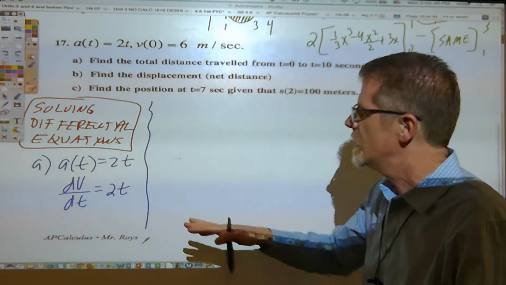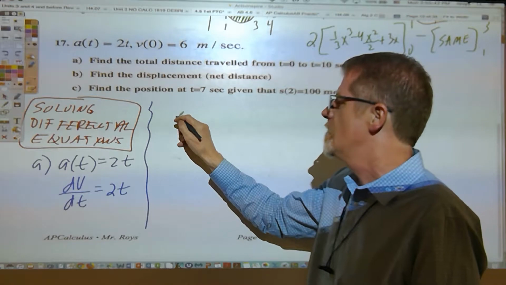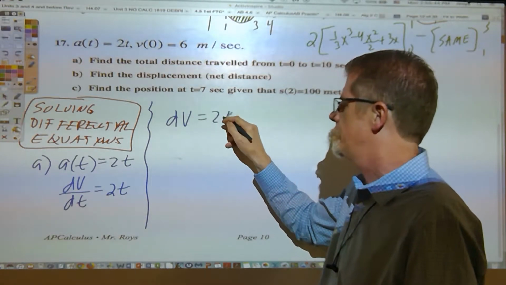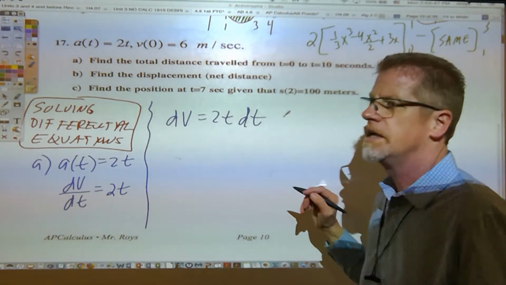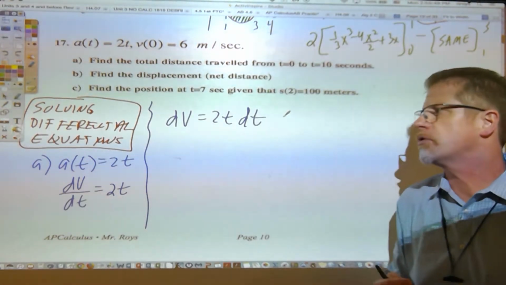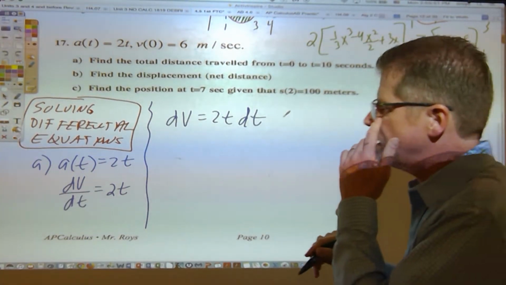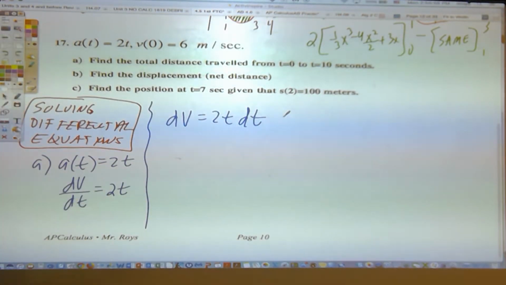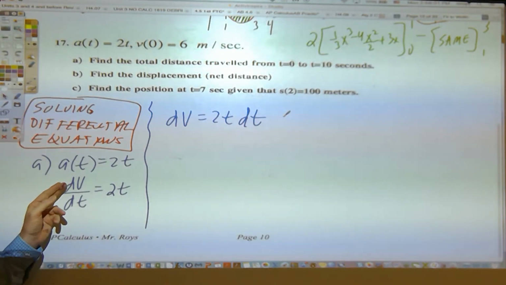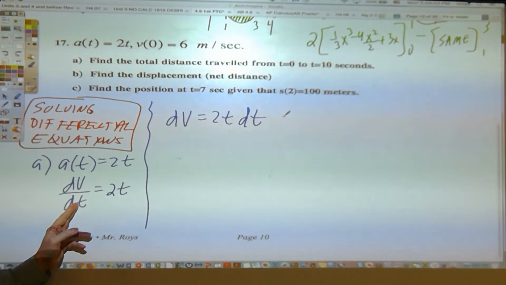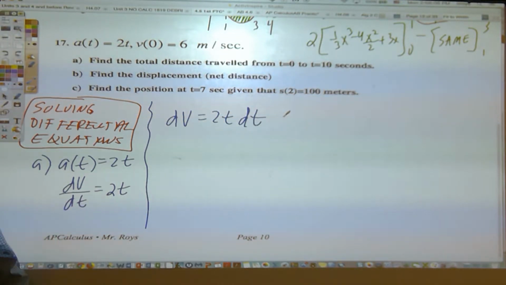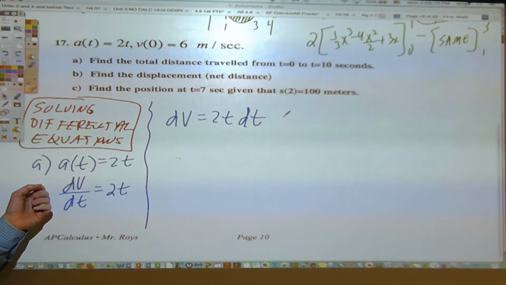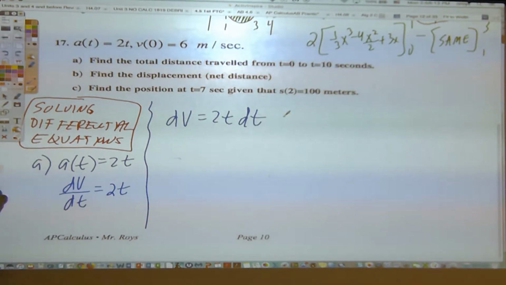Now for the separate part. Let's multiply both sides by dt. We're putting v's on the left, t's on the right. That completes the separate portion of the example. We separated v's on the left, t's on the right by multiplying both sides by dt. It's almost as if this is a fraction, dv over dt. I just multiplied both sides by dt.